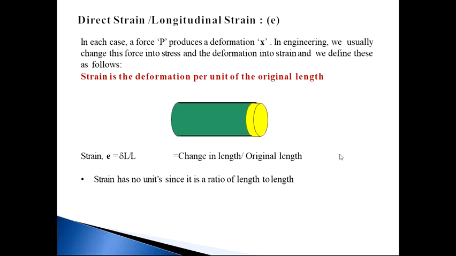Strain. Strain means when you apply load on a particular body, the body will be deformed. Suppose you apply a tensile force on this fixed section, the change in length will be an increase in length. This green part is the original length and the yellow part is the change in length. So the definition of strain is deformation per unit of the original length, that is change in length to the original length. It is denoted by small e. Change in length is denoted by delta L, and L is the original length. So strain is equal to delta L by L, and strain is a ratio, that's why strain has no unit.